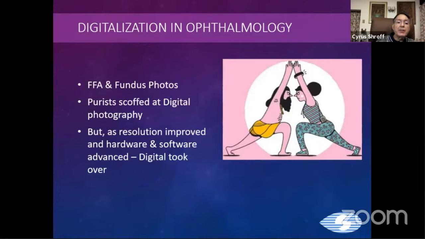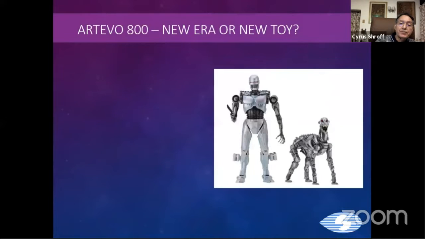So talking a bit about digitalization in ophthalmology, we remember the time when digital angiography came in. Purists scoffed at digital photography, but as resolution improved and hardware and software advanced, digital completely took over. So when we are talking of the heads-up microscope, the RTO800, is this a new era or is it just a new toy?